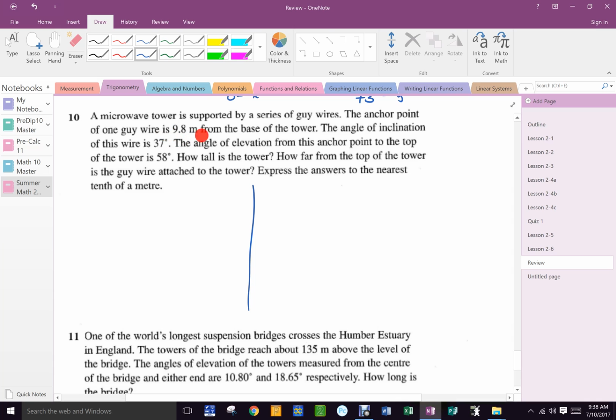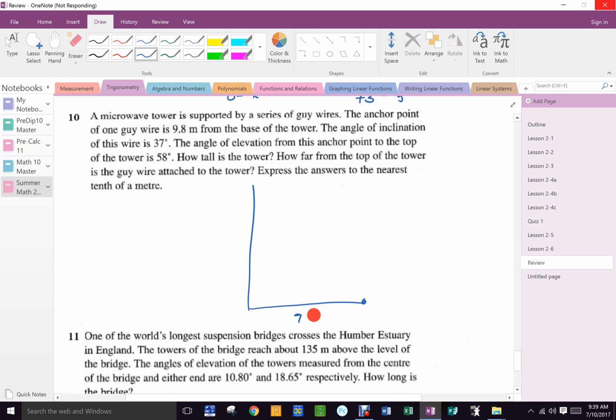So, 9.8 meters from the base of the tower. Where's the base of the tower? The top or the bottom? Bottom. And it's 9.8 meters away. There is where the wires are. One of them goes up 37 degrees. One of them goes to the top.